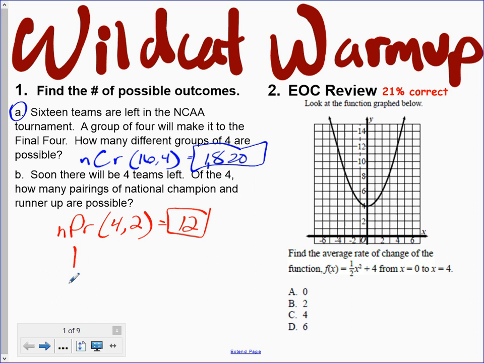So why is this one a permutation? Because position matters. It gives you positions that they're going to finish in, national champion and runner-up. If it says first, second place, if it's a password, if it's a group of people lined up for a photo, if it's books arranged on a shelf, order matters. Position matters.